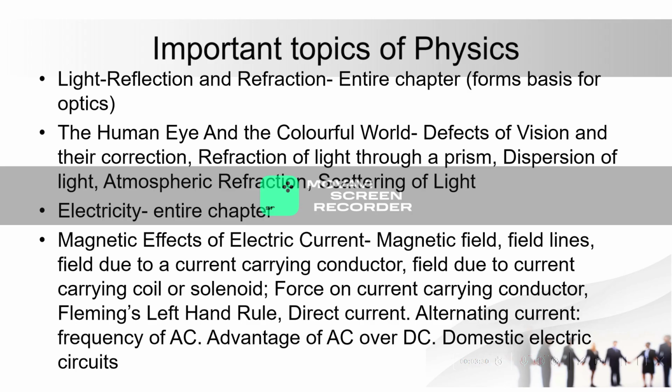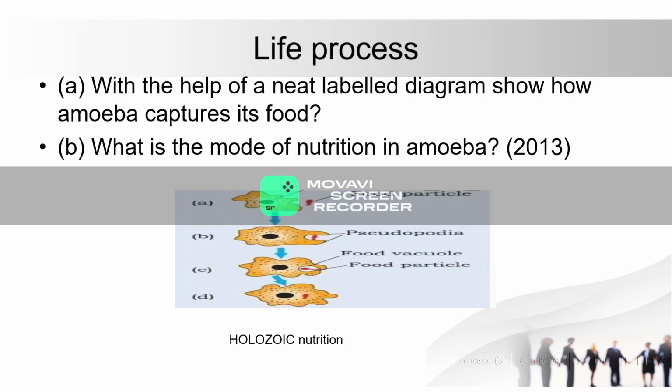Electricity, then again the entire chapter. Magnetic effect of current, magnetic field lines. Then solenoid is also very important. Force on a current carrying conductor, Fleming's left hand rule, right hand rule. All these questions, and domestic electric circuit, we need to learn.